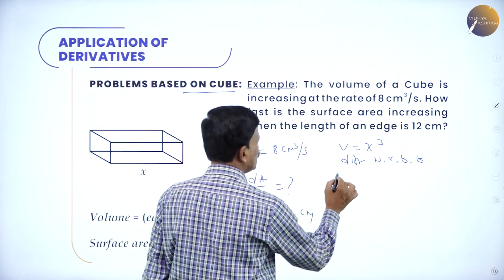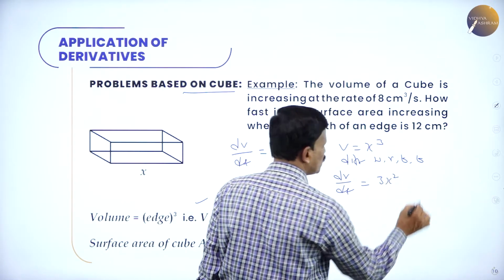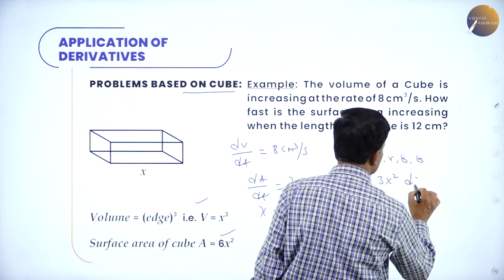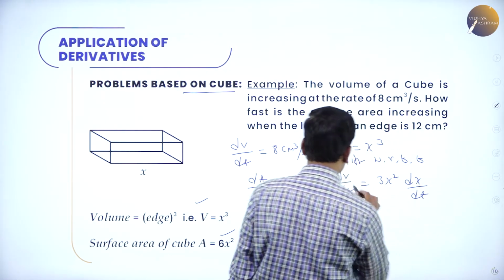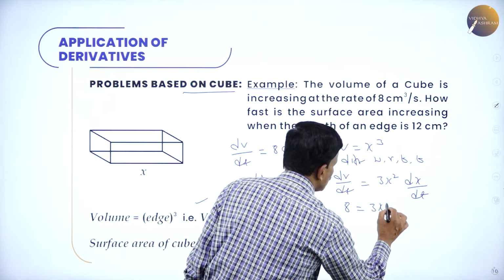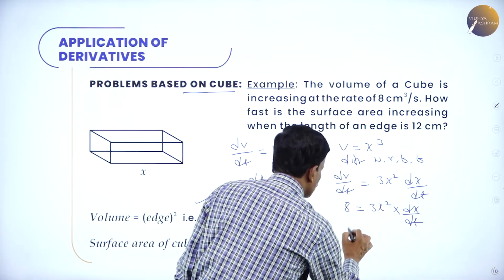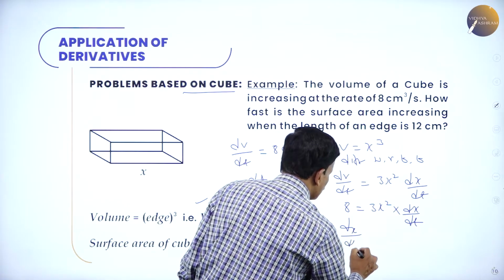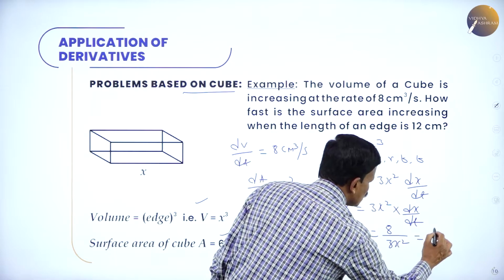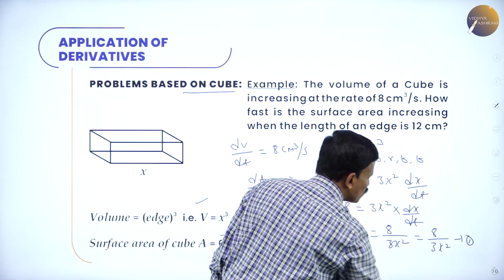because dV by dt is given. dV by dt is equal to, again function of a function, differentiation of x cube is 3x square into dx by dt. Now what is given? dV by dt is given, 8 is equal to 3x square into dx by dt. Therefore dx by dt can be written as 8 divided by 3x square. Let us represent this as equation number 1.